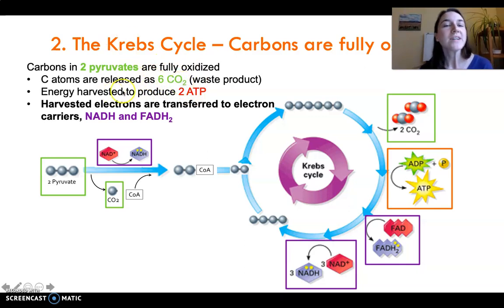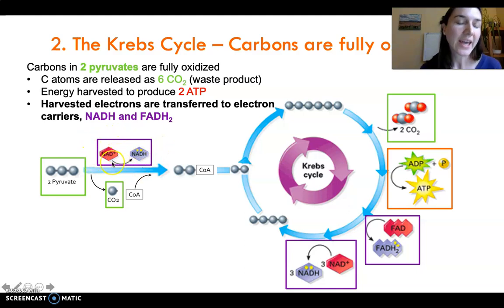We're going to harvest a little bit of energy from the bonds in these pyruvates to make just 2 ATP. So not big beans here, but we have made a little ATP. However, the main purpose of the Krebs cycle is to harvest electrons. So we are going to be fully oxidizing all the carbons in these pyruvates in order to make activated electron carriers, right?